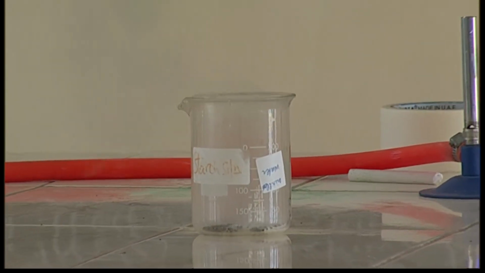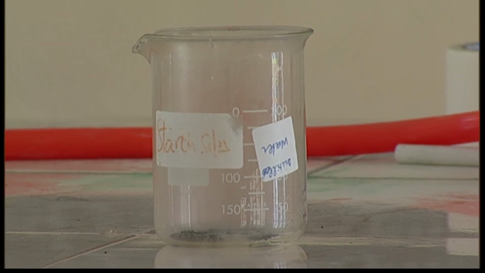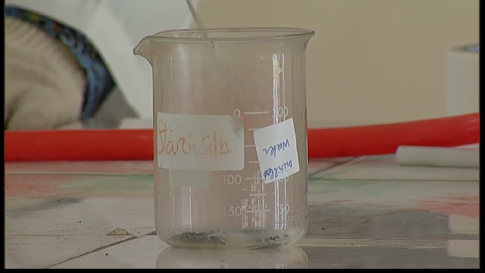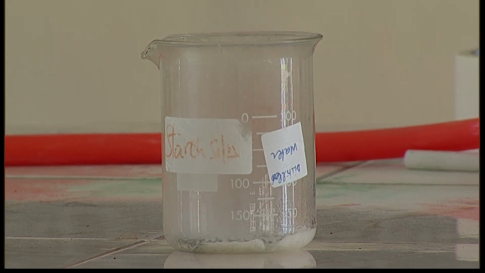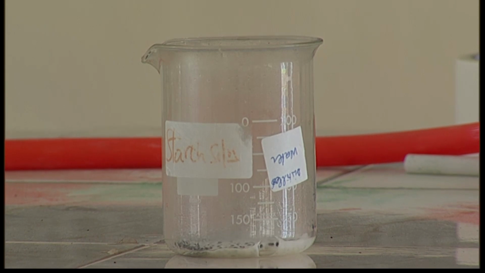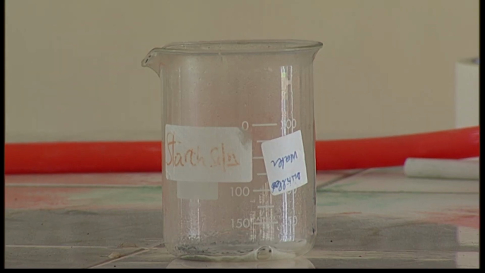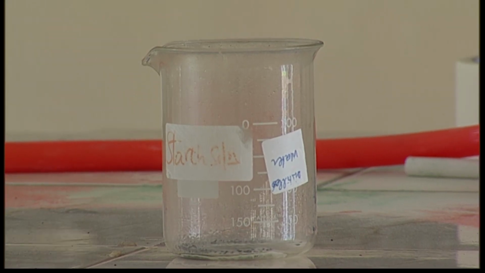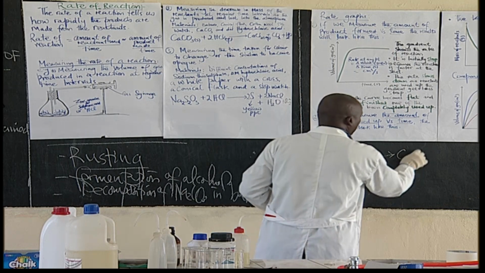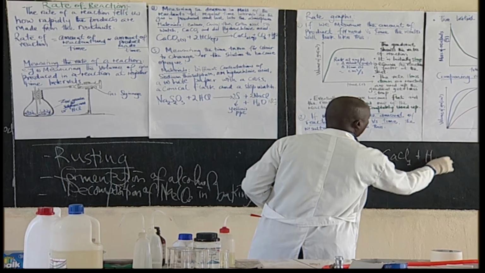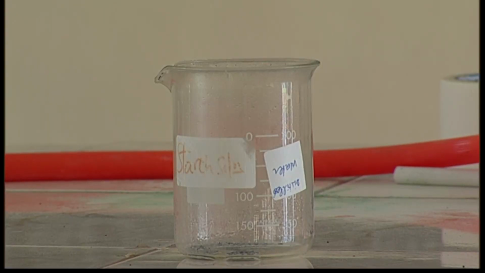This reaction takes place very fast, and it involves even the evolution of the gas. So the hydrogen gas is being produced. You see the bubbling, the effervescence that comes out, is because of the gas that is coming out. So we're looking at calcium, and it reacts with hydrochloric acid to produce calcium chloride and the hydrogen gas. So that is one of the reactions that take place fast.